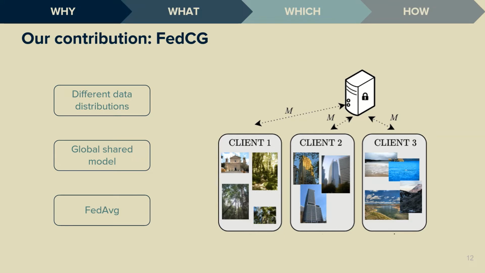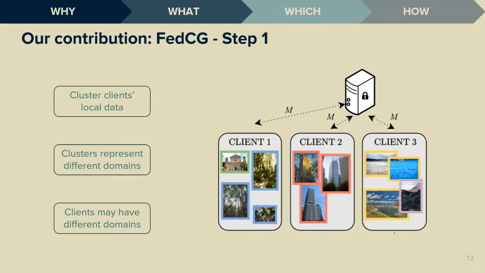We propose a new algorithm by the name of FedCG to address the statistical heterogeneity in federated learning. We find ourselves in the standard client-server architecture where clients have different data distributions. There's one global shared model, and the algorithm used for aggregation is federated averaging. In the first step, FedCG clusters the clients' local data according to their distribution. In particular, we refer to each different distribution as a domain, and we make the realistic assumption that clients may have data belonging to different domains.